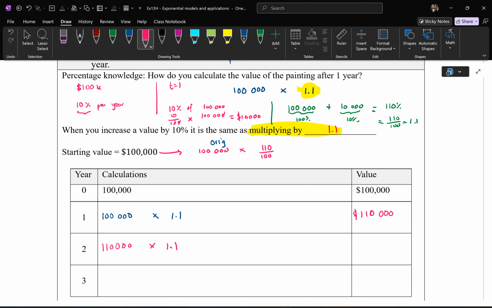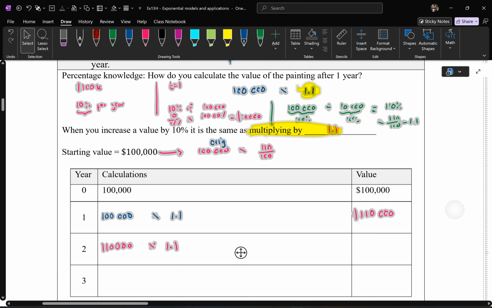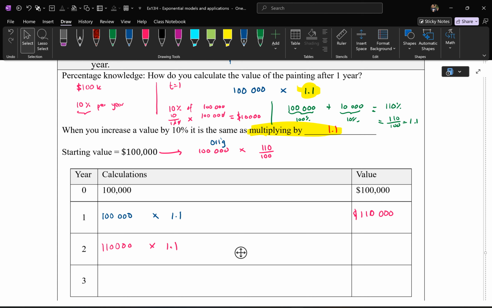True? Now let's do it on a calculator. What's 110,000 times 1.1? Oh, mine's going to take a while. Can someone calculate that quickly? I'm going to have to use my CAS on this phone. If someone's got it, call it out. 121,000? No objections? Everyone trusts? Yep, all right, done. 121,000 then.